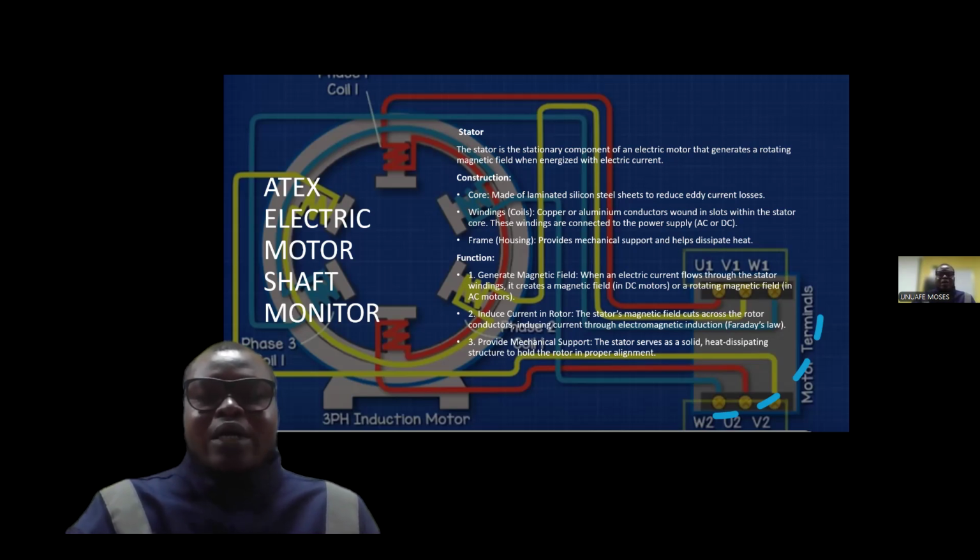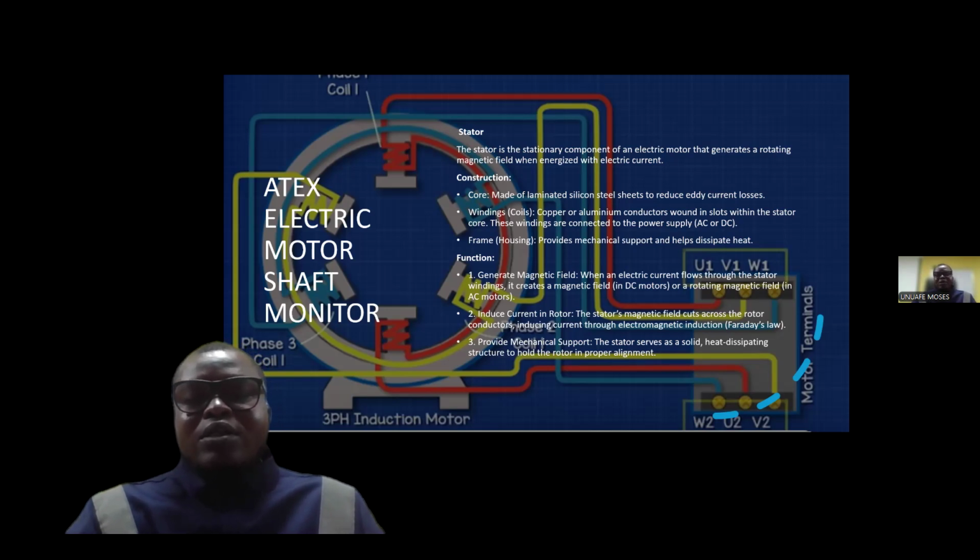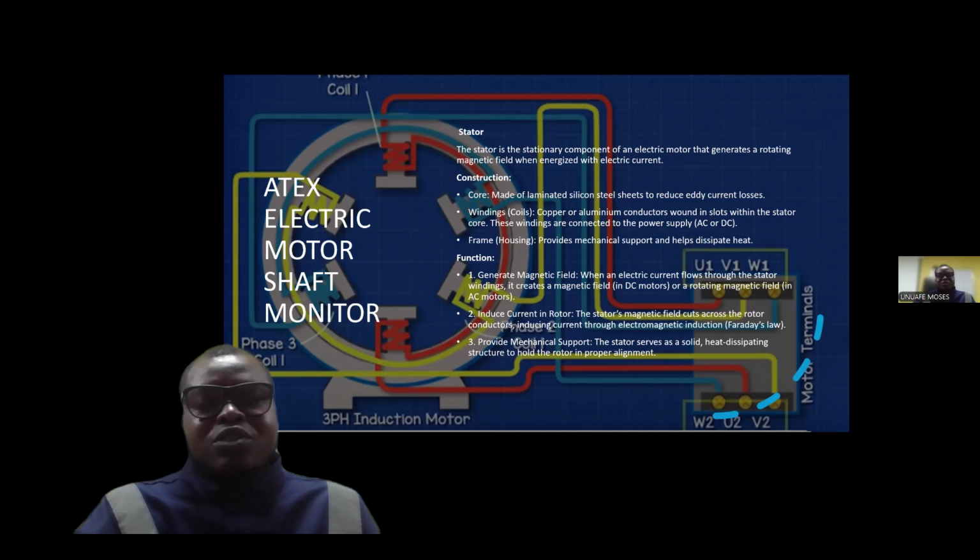Then how about the winding? The winding coil is a copper or aluminum conductor, one in a slot within the stator core. These windings are connected to the power supply, either AC or DC. Then talking about the frame, which is regarded as the housing, it provides mechanical support and helps to dissipate heat and protect against external impact.